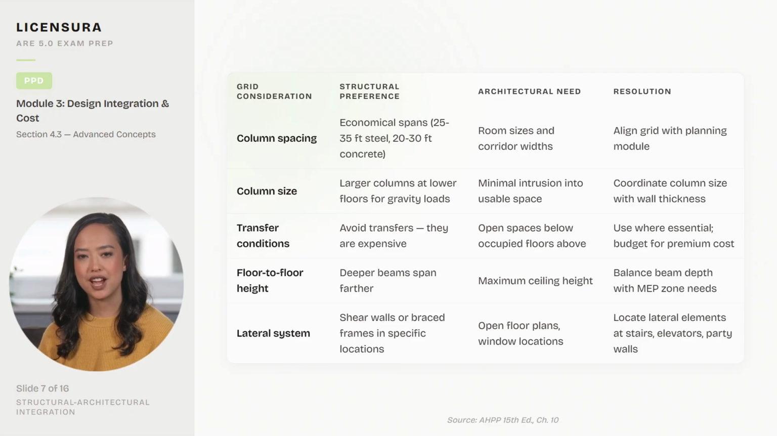Venting requirements vary between pressurized and vented shaft approaches. Structural loads from elevator equipment require early coordination with the structural engineer. ADA and ICC A117.1 requirements dictate minimum cab sizes and door widths.